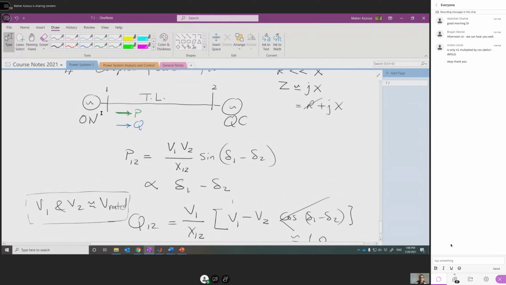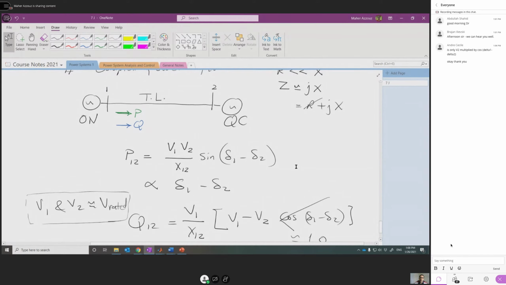So for example, if Ontario has surplus active power, then Ontario may sell active power to Quebec. And if Quebec has surplus reactive power, then Quebec can sell reactive power and buy active power. Okay, so this is happening by controlling the magnitude of the voltage and also the angle.